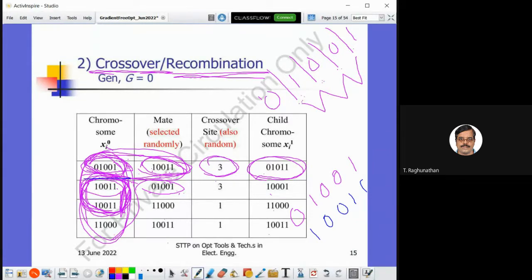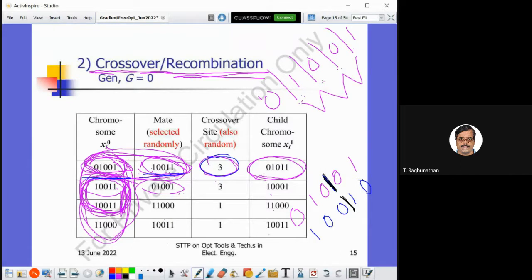So we have one individual here, one individual here. Both of them are here. My crossover site is 3. So counting from the left, this is 3. Here also it is 3.